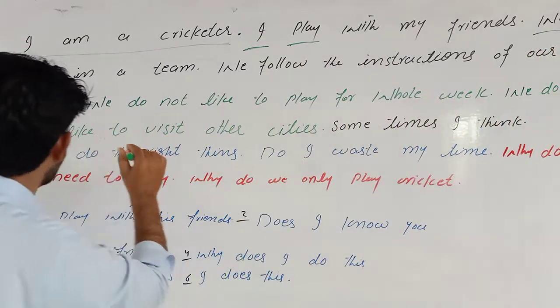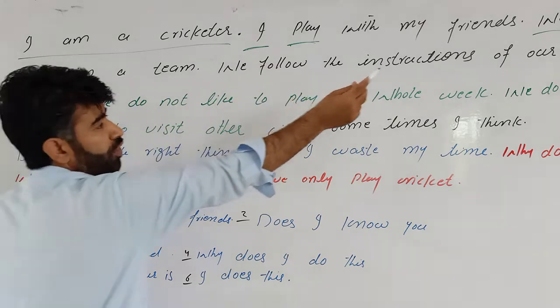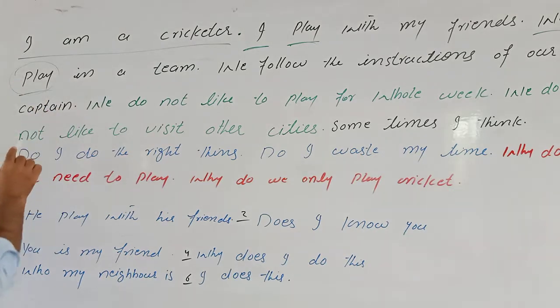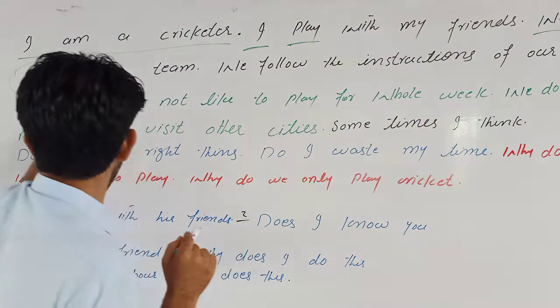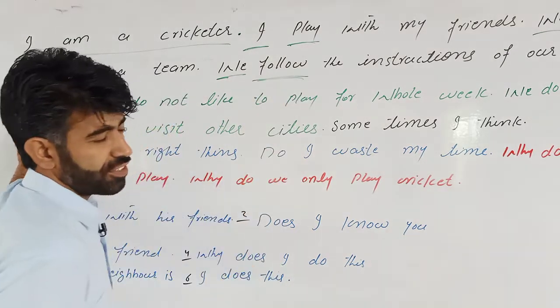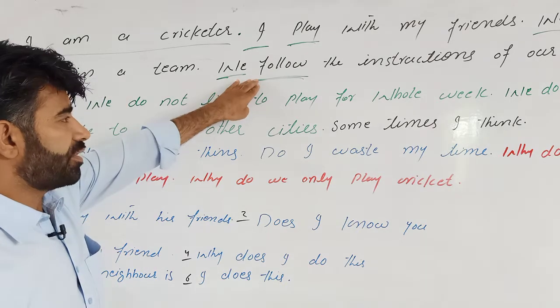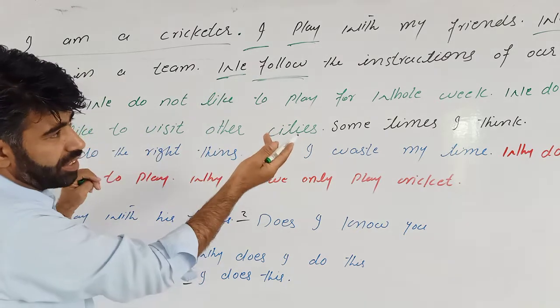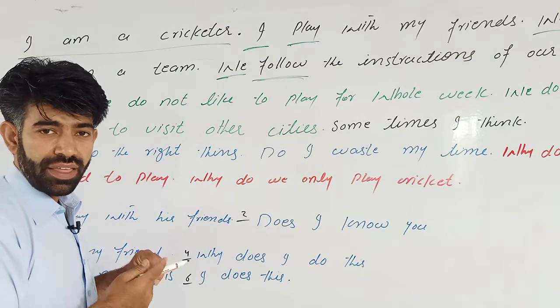We play in a team. And we have pronoun we, and what form of the verb did we use? First form of the verb, and this is a positive sentence. The next sentence is: we follow the instructions of our captain. Once again we have we, and you may see that this is the first form of the verb without the addition of S, ES or IES here. And these were positive sentences. This is how you can make positive sentences with I, you, we, and they.